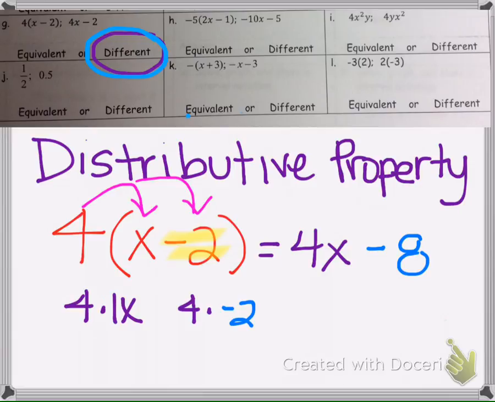So therefore, we know by using the distributive property that they are not equivalent because we have a 4x minus 2 over here. So these two are not equivalent.